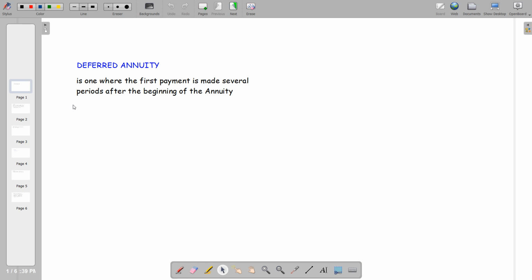It is one where the first payment is made several periods after the beginning of the annuity. Let's say we have here a cash flow, and several periods occur before the annuity. So it's not necessarily at the first or at the present time. Say this is our P. Say we label this as M periods, wherein in that range there is no annuity yet.